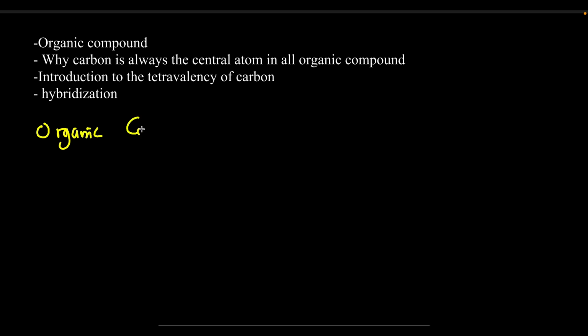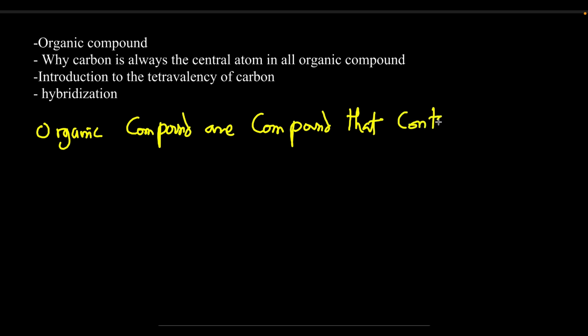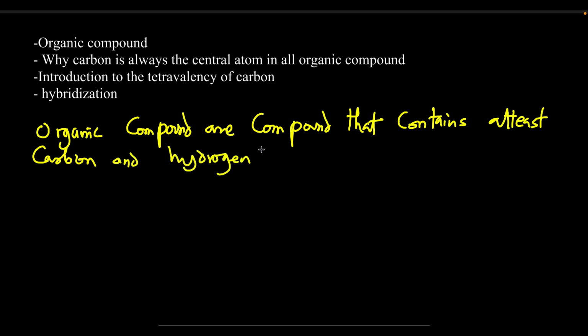Organic compounds are compounds that contain at least carbon and hydrogen. Now, when they say they contain at least carbon and hydrogen, it simply means that these two atoms must be present for a compound to be termed an organic compound.